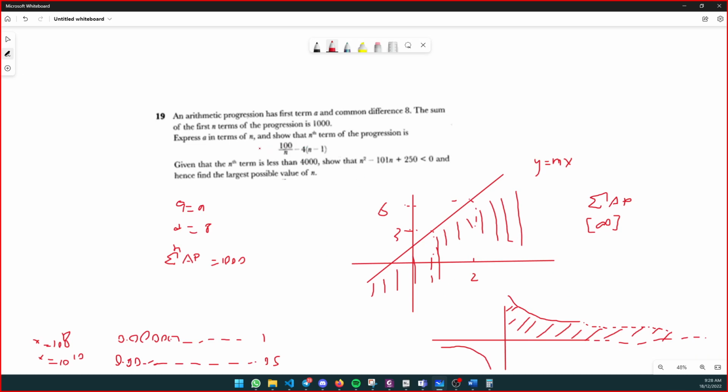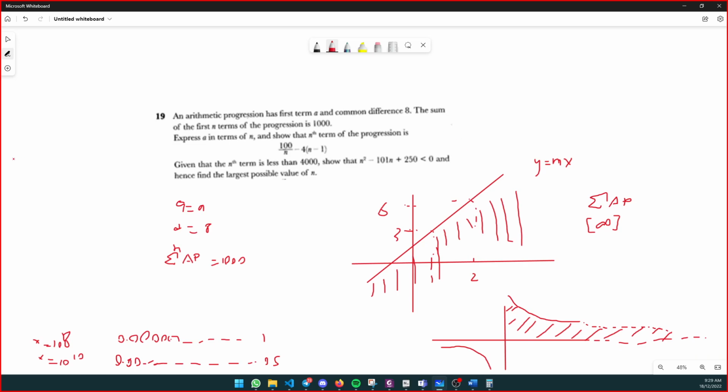And remember, as you can see, if you look at the equation, what you get is also a reciprocal: 100 over n minus 4(n minus 1). Why did I explain all of this? It's just to give you imagination. You always need some imagination when it comes to arithmetic and geometric series.